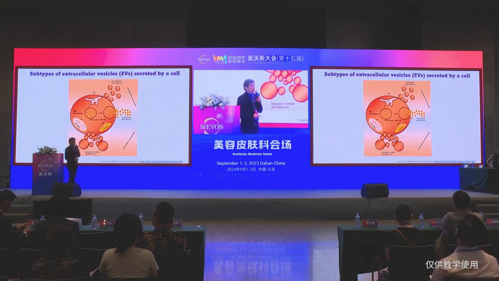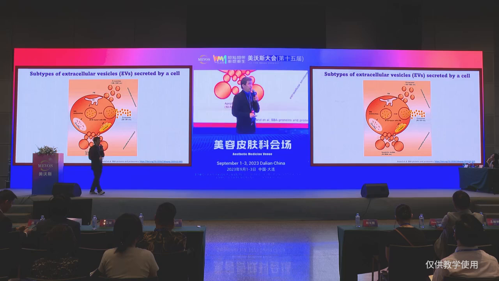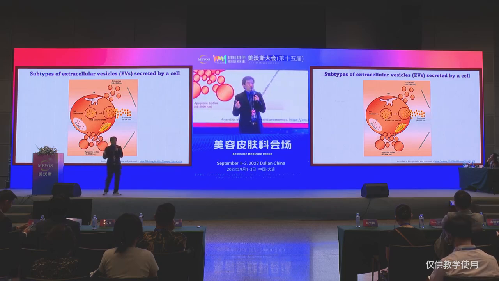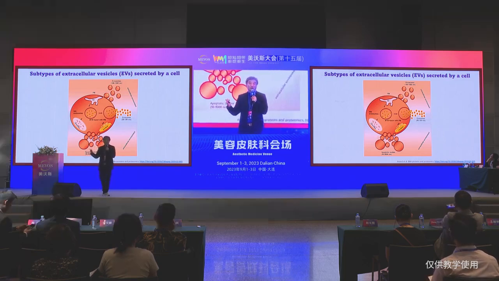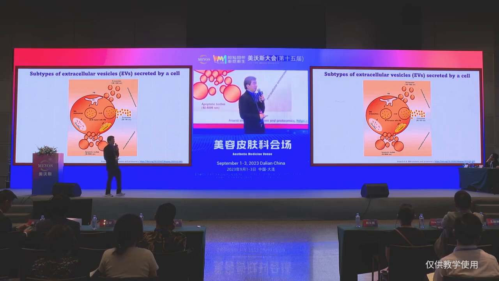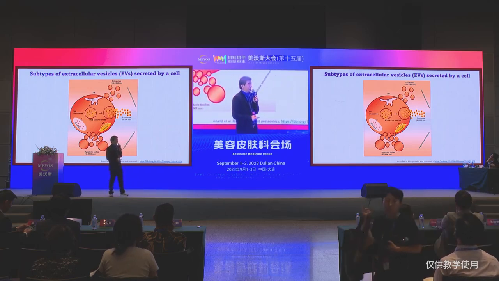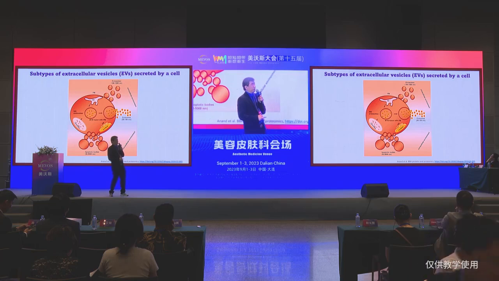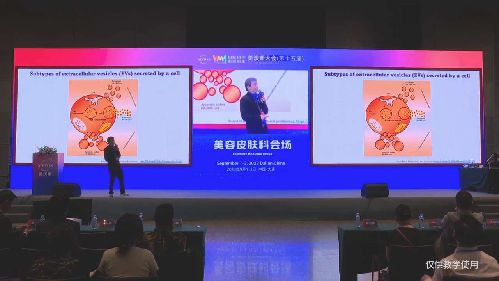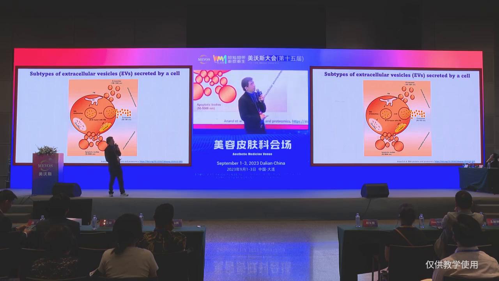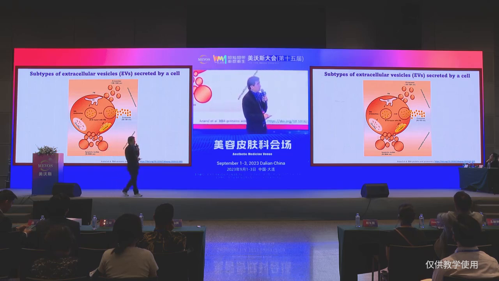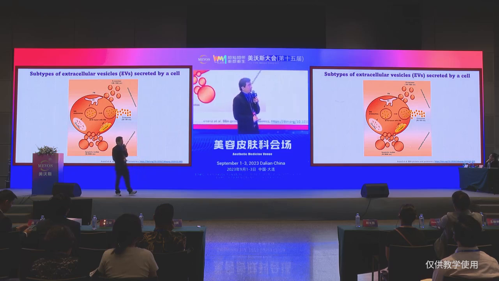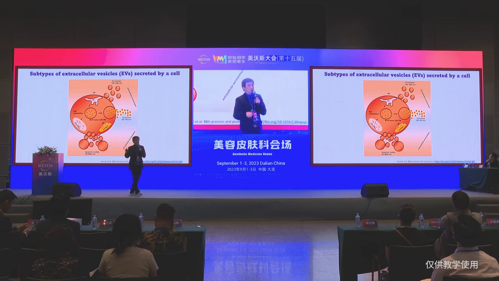I think this is a simple figure, but it's very important because you need to know what happens to the exosomes. A cell has three types of vesicles. One is the exosomes, with a size of 50 to 150 nanometers. Another one is the microvesicles, with a size of about 100 nanometers to 1 micron. Those are a little bit bigger. The third one is the apoptotic bodies, with a size of about 50 nanometers to 5 microns.